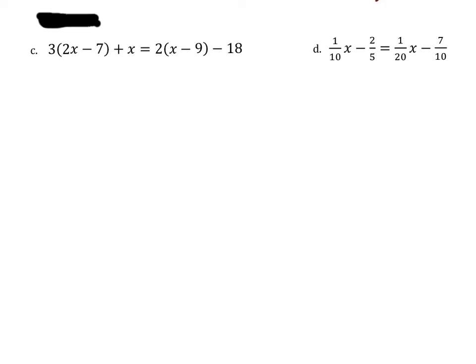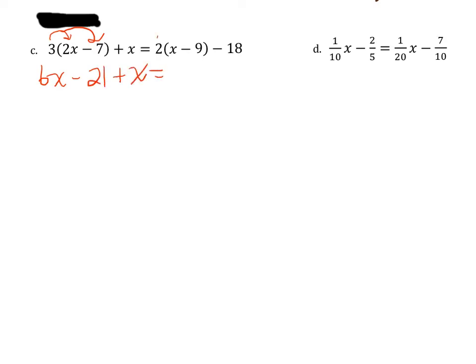Part C, we have 3 times 2x minus 7 plus x equals 2 times x minus 9 minus 18. In this example, we have a distributive property on both sides of the equation. So what I'm going to do first is distribute the 3 here. 3 times 2x is 6x. 3 times minus 7 is minus 21. I still have this plus x here.